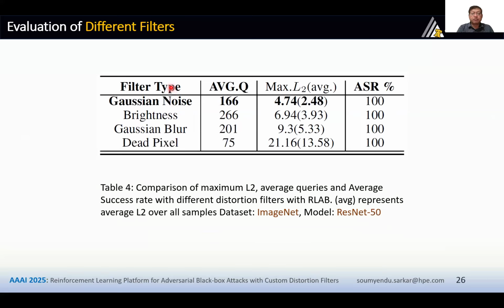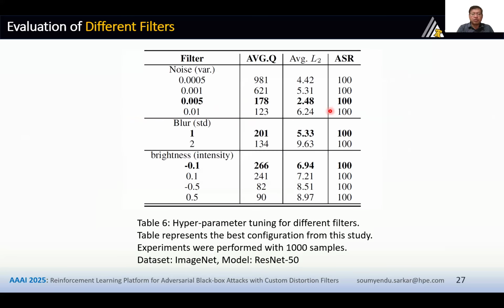Now, this is for the different filter types: Gaussian noise, brightness, Gaussian blur, and dead pixels. You see the average query is the lowest for Gaussian noise, and so is the L2. But the mix is always a better option. Now, this is again the evaluation of the hyperparameters of the different filters, which are most effective, marked in bold.